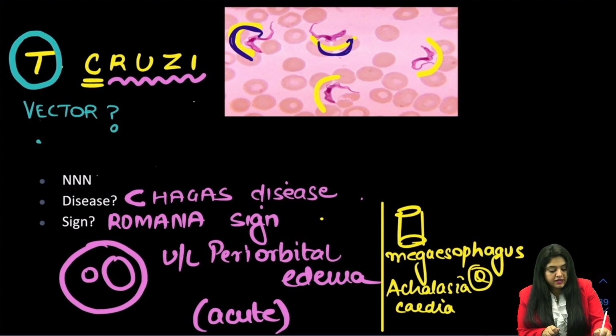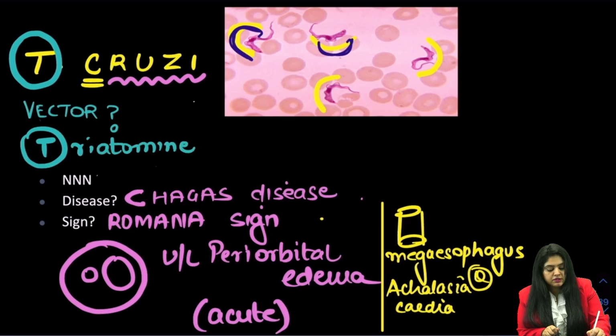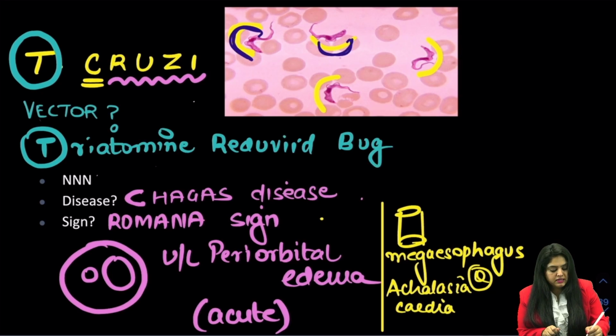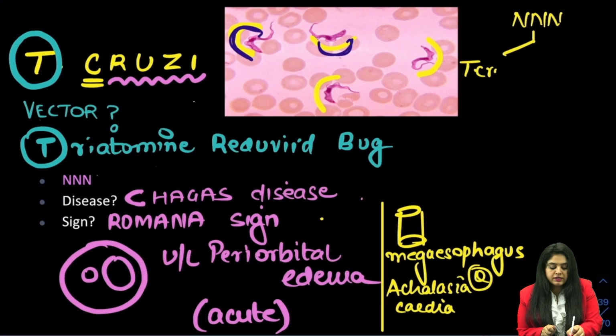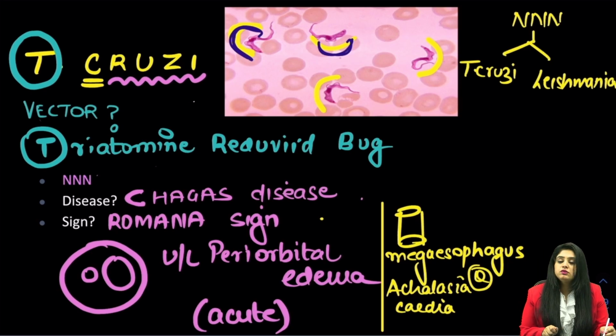The last one, what is the vector? The vector of Trypanosoma cruzi is the triatomine reduvid bug. The triatomine reduvid bug, right? And what is the media that you have? The media is triple N. So quickly make a story. Where all will you study triple N? Number 1, I'm studying it over here, that is Trypanosoma cruzi. I will also study it in Leishmania, means Kala Azar. Trypanosoma cruzi and Kala Azar are going to show me the triple N media.